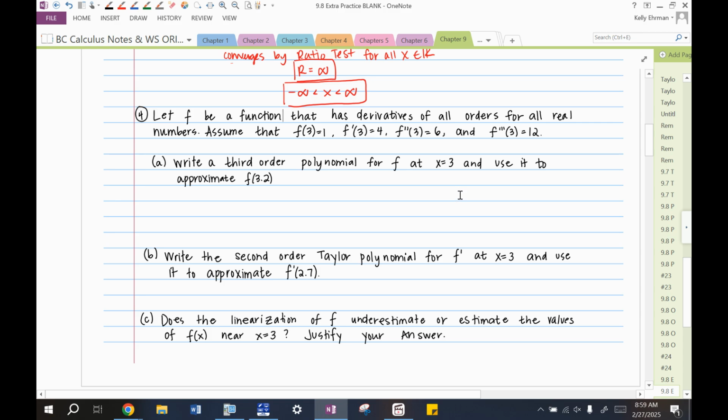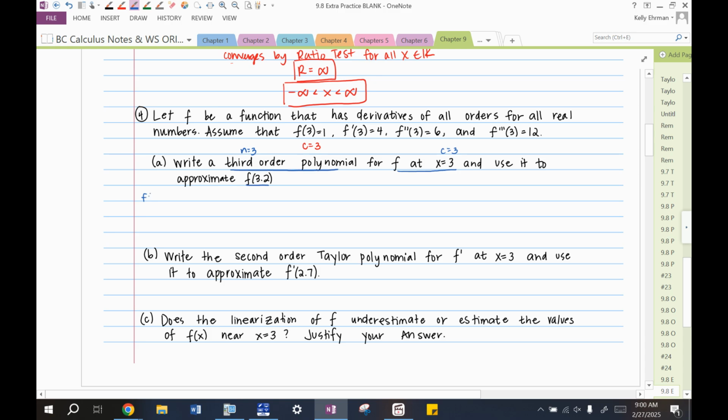All right, number 4, let f be a function that has derivatives of all orders for all real numbers. Assume that these values are true. So notice that we are evaluating every function at 3. So even though it does tell me this in the problem, this is a center of 3. It's good to be able to pick that information out. Write a third order, n equals 3, Taylor polynomial for f at x equals 3. That's the center again. Use it to approximate f of 3.2.